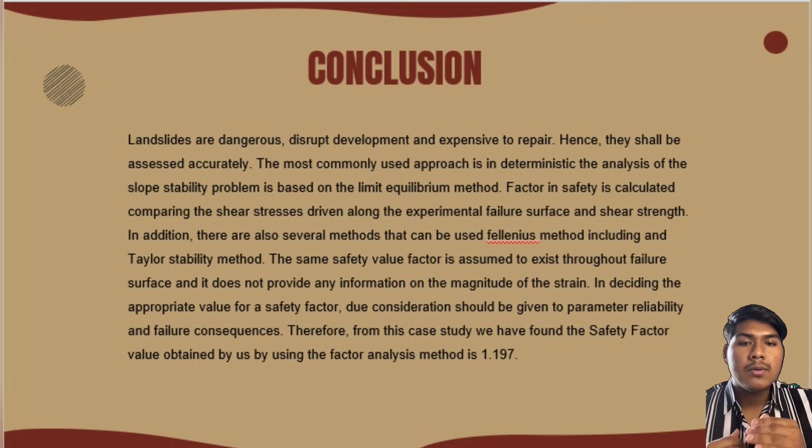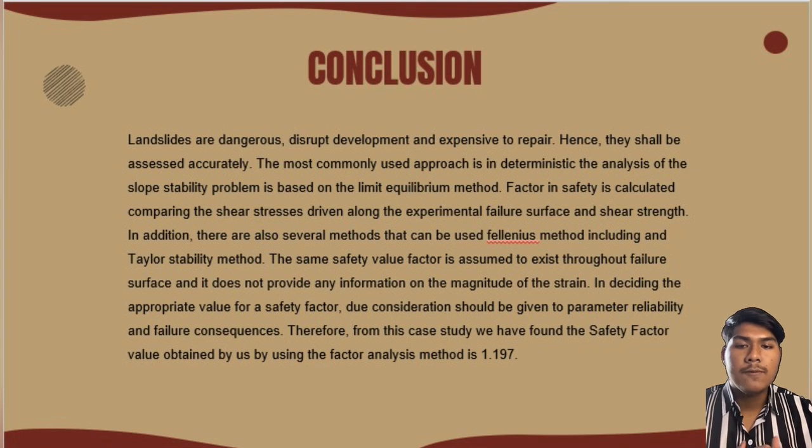Failure methods including the Taylor stability method. The same safety factor value is assumed to exist throughout the failure surface and it does not provide any information on the magnitude of the strain. So, in deciding the appropriate value for a safety factor, due consideration should be given to the reliability of parameters and failure consequences. Therefore, from this case study, we have found the safety factor value obtained by using the factor analysis method is 1.1.